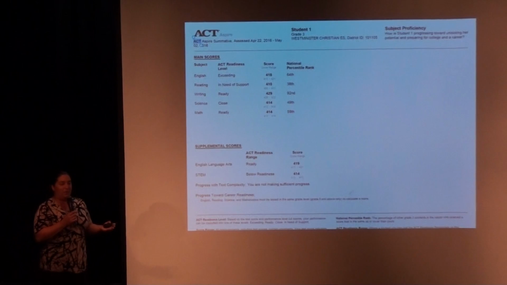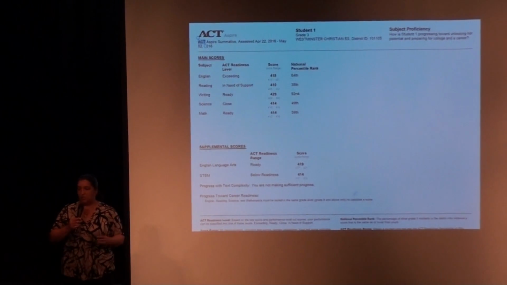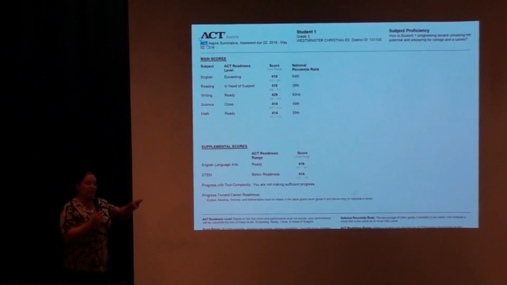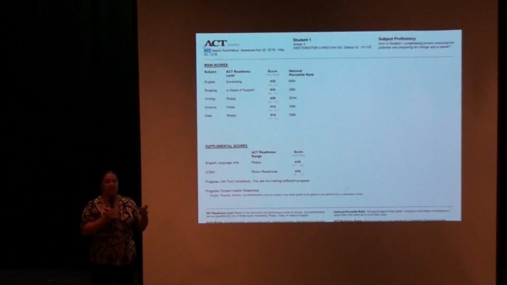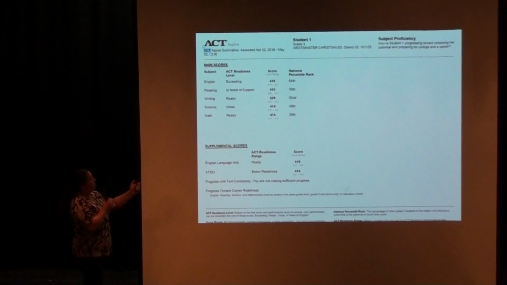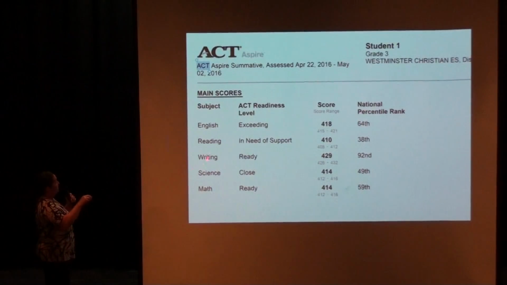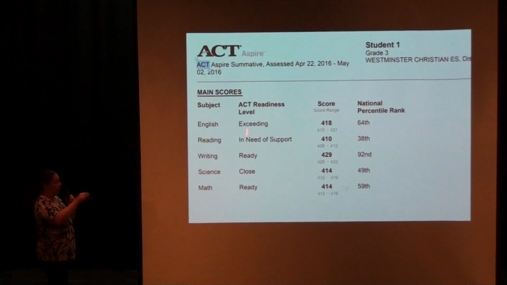So you received in the mail 2 different reports which kind of share the same information. The first report is a summary report. It doesn't have the pictures, it doesn't have the graphs, it doesn't have the extra information, but it does portray the same information. When you look at the top section, you will see that you have the subject areas that your students were assessed in. You have the ACT Readiness Level.